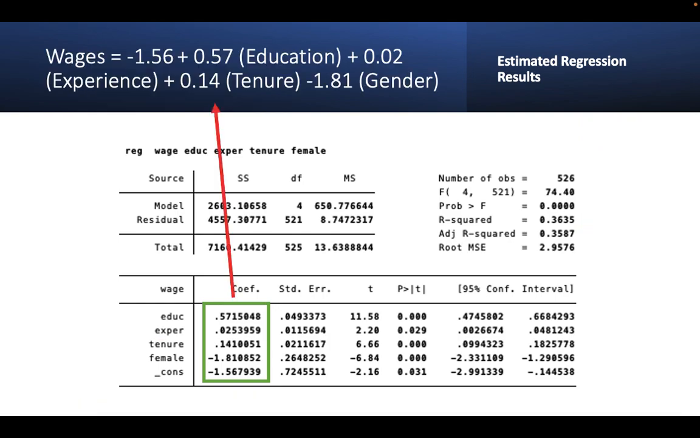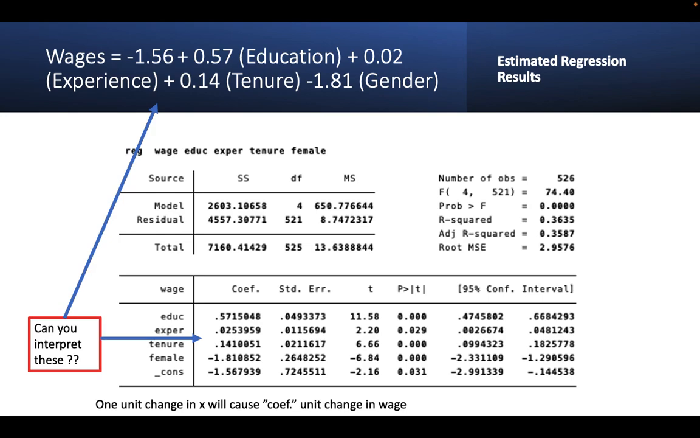But what is important is that we look at the coefficients over here and notice that this minus 1.56 is the constant. This is beta naught. And then you have the coefficient of education is 0.57. I've added this over here, and then you have the coefficient of experience, which is 0.02. For tenure is this, and for gender it's negative 1.81. I wonder if you could interpret that.